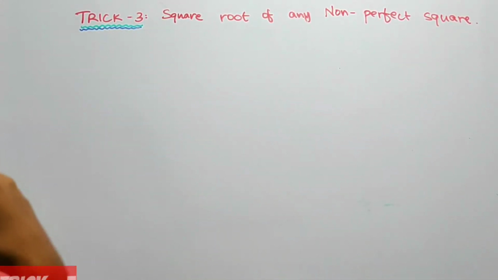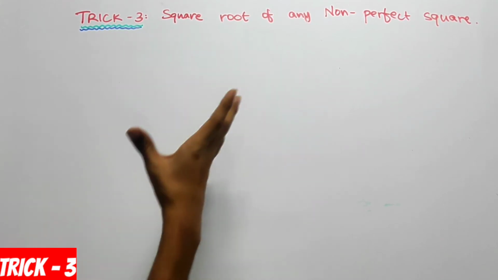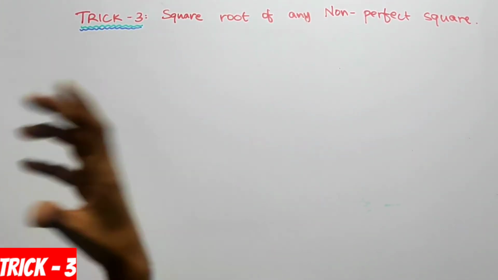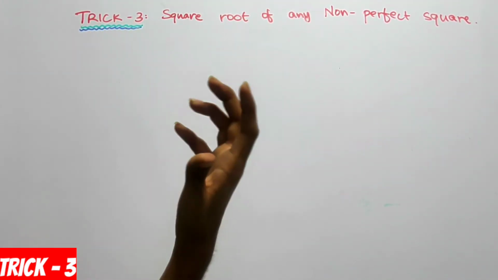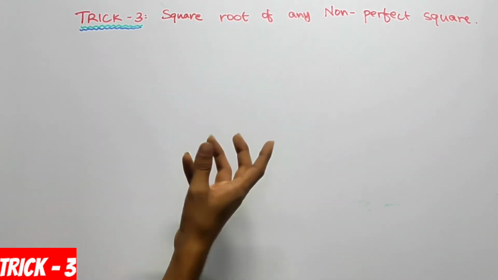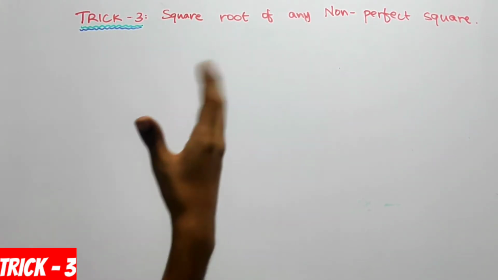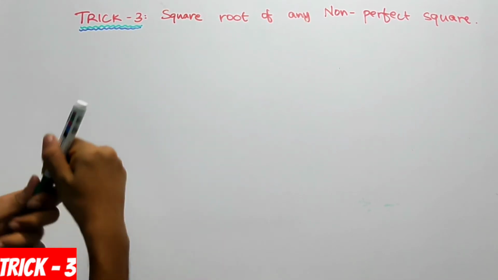So let us move on to trick number 3. Well, in this trick number 3, we will be able to find out the square root of any non-perfect square. Well, what is a non-perfect square in the first place? Well, a non-perfect square is an exact opposite of a perfect square.